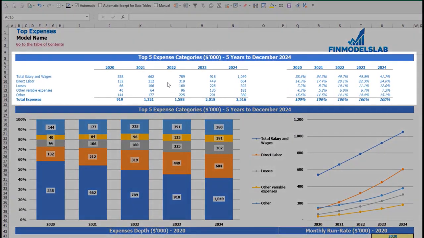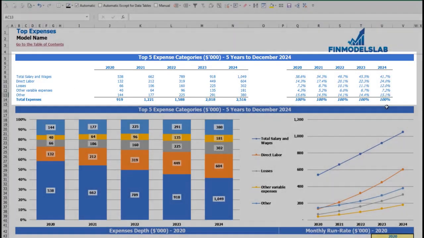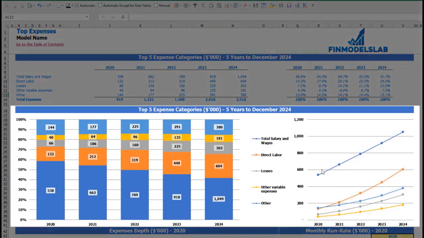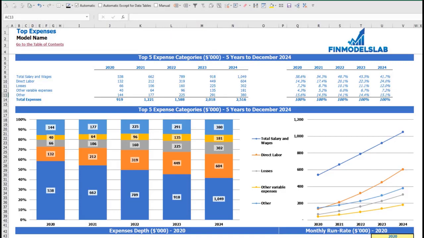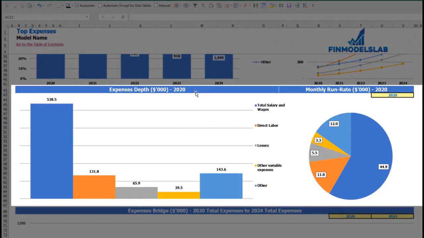On the top expenses tab, you may find the breakdown of the top 4 expense categories, and all other expenses collapsed into the other category. You may see the breakdown of absolute values by years with a total below, and also to the right you may see the percentage breakdown of these expenses. The same information you may see on the charts below, which show the percentage breakdown and the absolute values breakdown. On the couple of charts below you may find expenses depth and monthly run rate for the selected year.